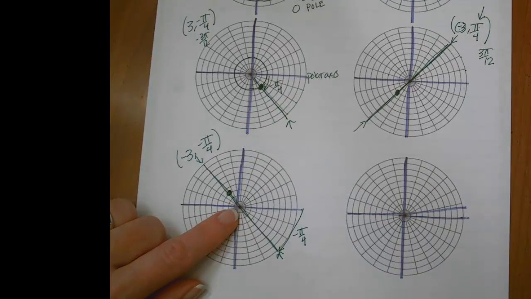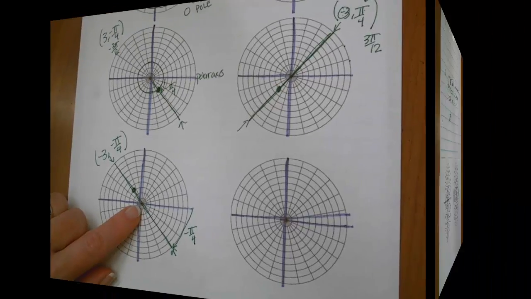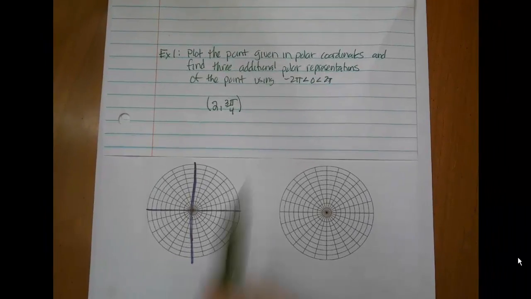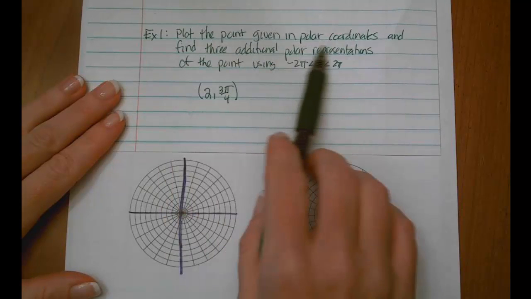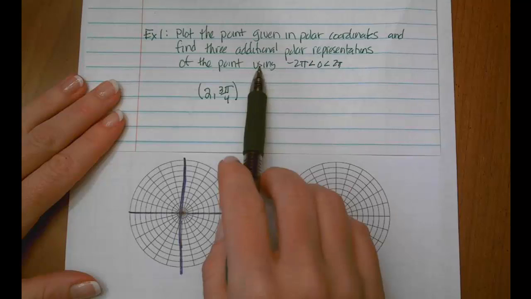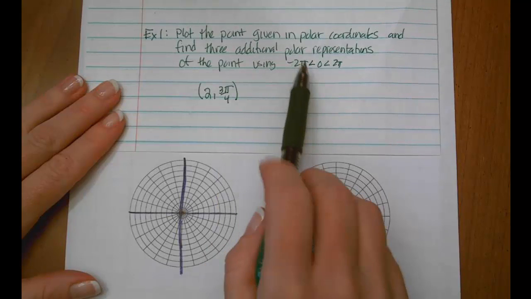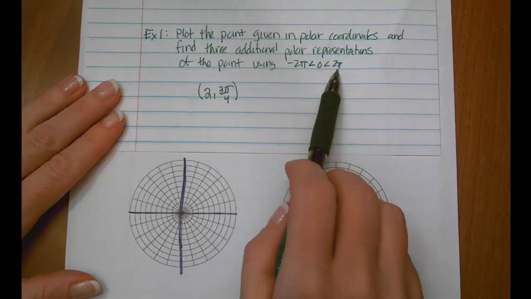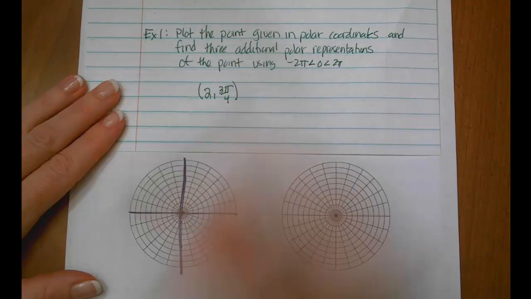So this leads into our first example. For example 1, we want you to plot the point given in polar coordinates, and then we're going to find 3 additional polar representations of the point, making sure that your angles are between -2 pi and 2 pi. Okay, here we go. That should be a theta, not a 0.